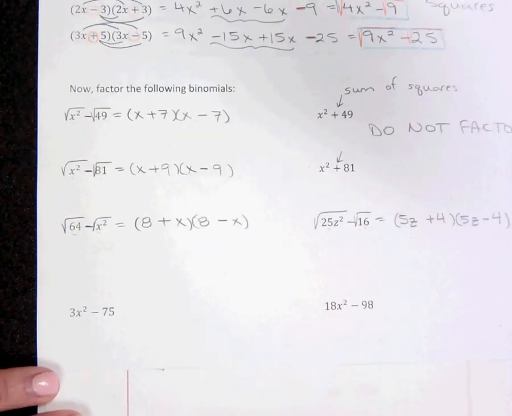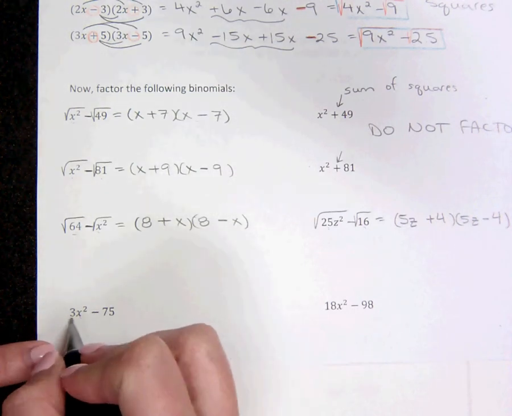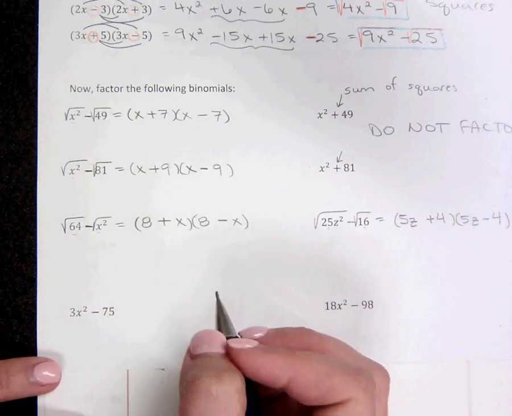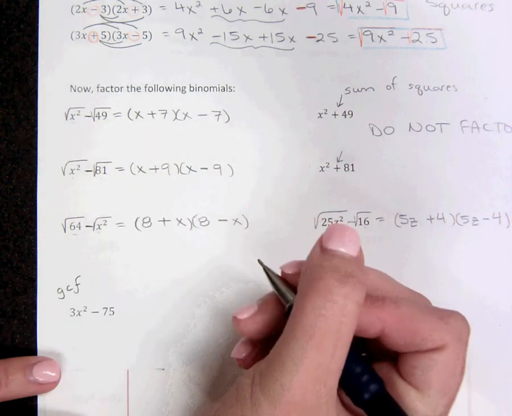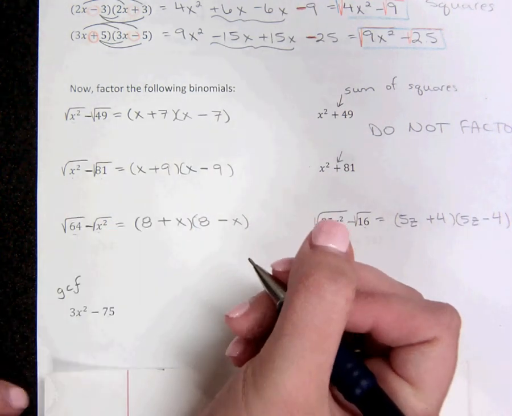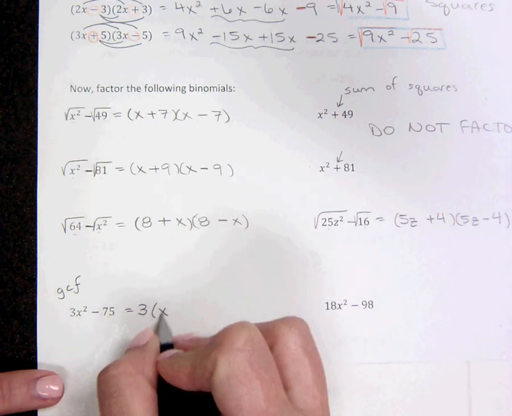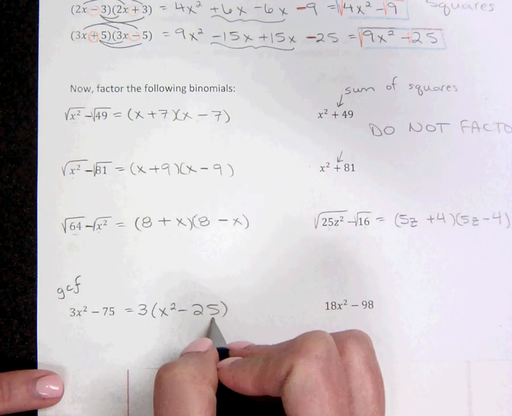On the next one, we have subtraction. We have x squared, but 3 is not a perfect square, and 75 is not a perfect square. So if you feel stuck, always look for a GCF. No matter what you're trying to factor, look for that GCF. So if I take out a 3, that leaves me with x squared minus 25, and then you should be able to recognize 25 as a perfect square.